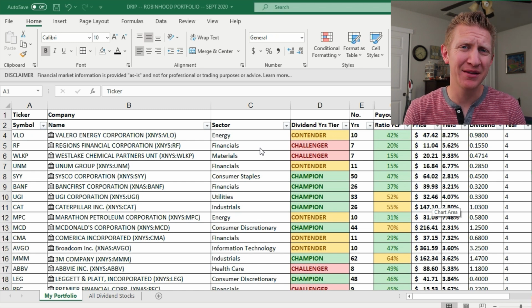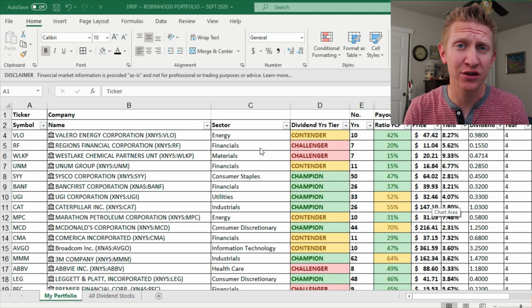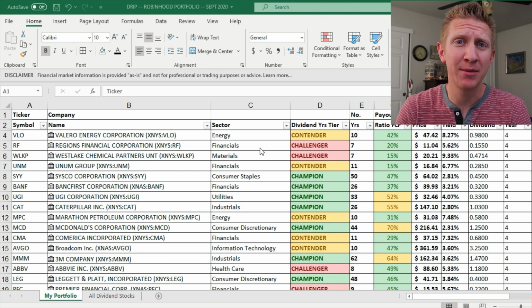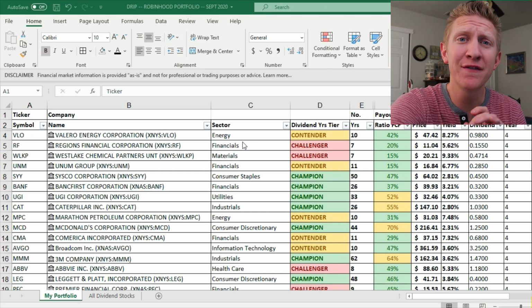You might think it's a moving target throughout the day, but the truth of the matter is your portfolio yield does not change unless you buy or sell stocks from your portfolio. Let me show you what I mean. In this here, we've got my Robinhood dividend portfolio. I've got 35 different holdings.